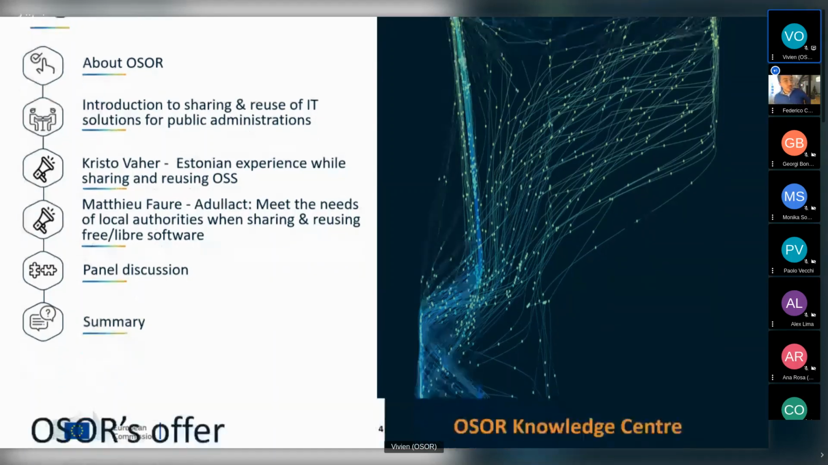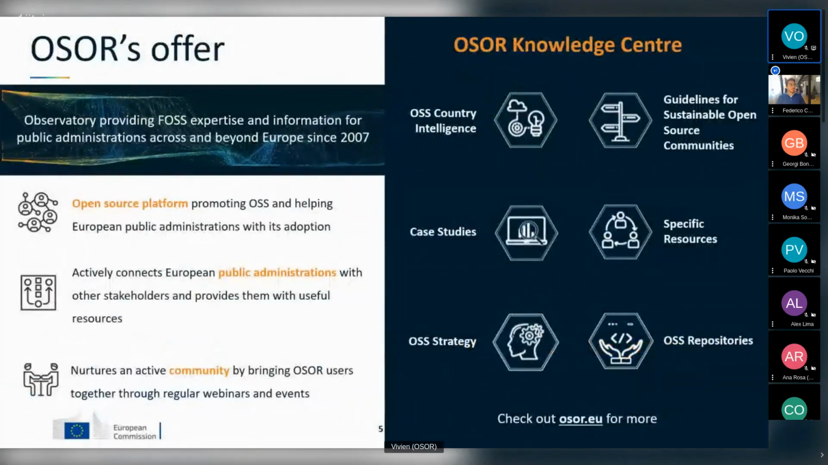So very briefly, what is OSOR and what do we do? OSOR stands for the Open Source Observatory of the European Commission, and since 2007 it has been providing free and open source expertise and information to public administrations across Europe, but also beyond. The activities that we carry out can be clustered in three main groups. The first one is the promotion of open source and its uptake within public administration. The second one is more related to the connection of public administration with other relevant stakeholders and useful resources. And the final one is the engagement with the community.